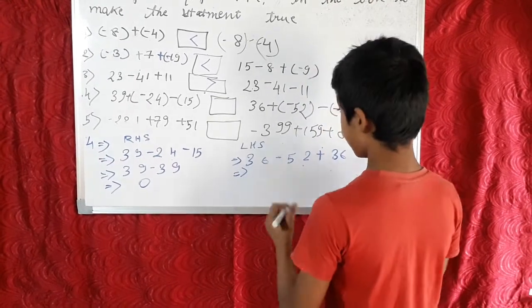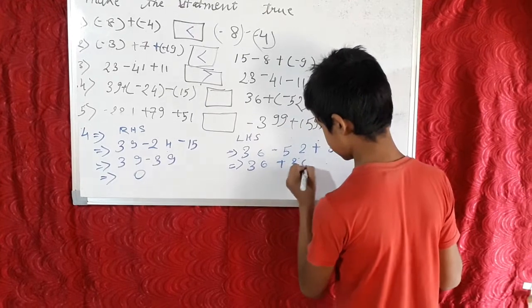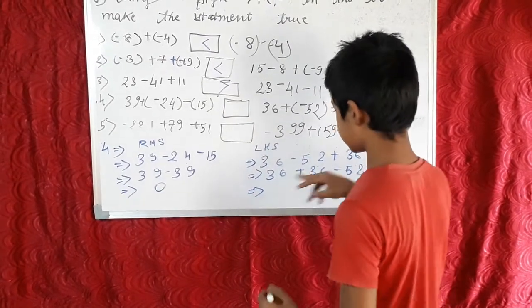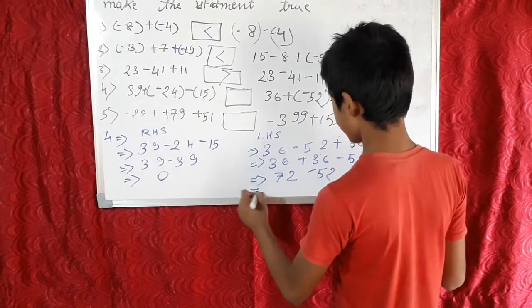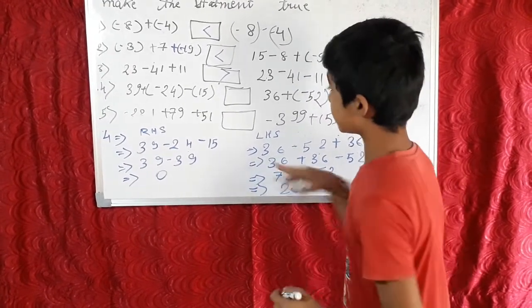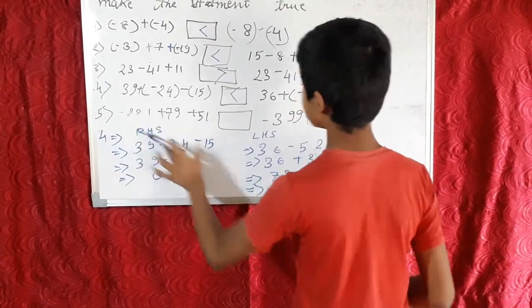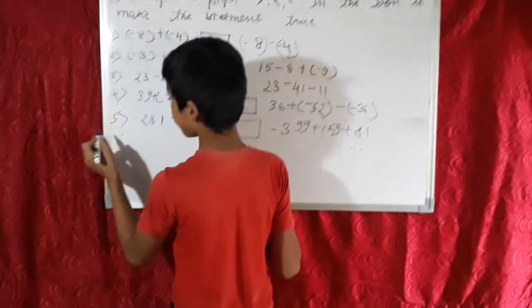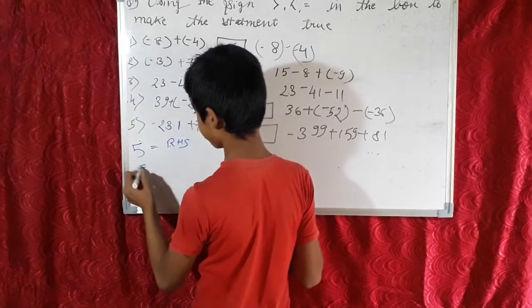Now first we add 36 plus 36, which is 72, minus 52, which is 20. 20 is the answer. This is greater and this is smaller, which means LHS is greater than RHS. Fifth question, first one is the RHS.